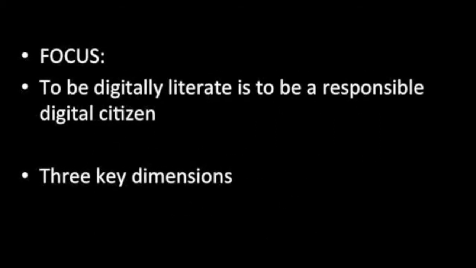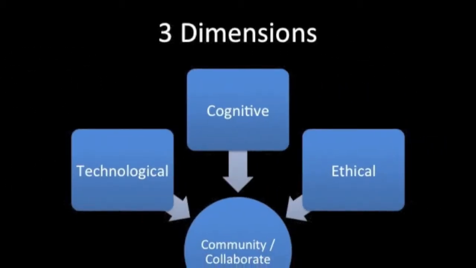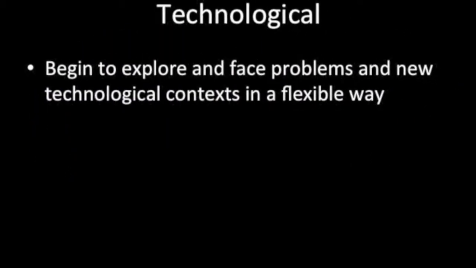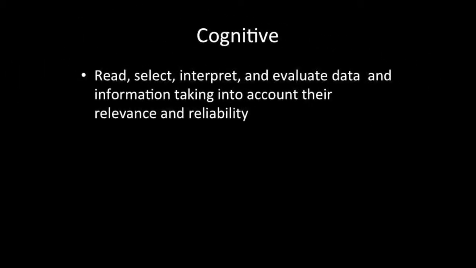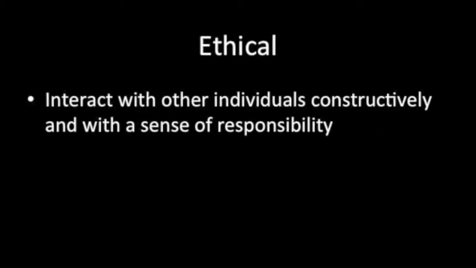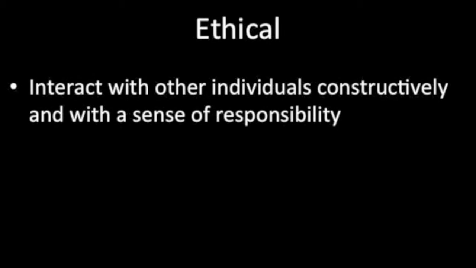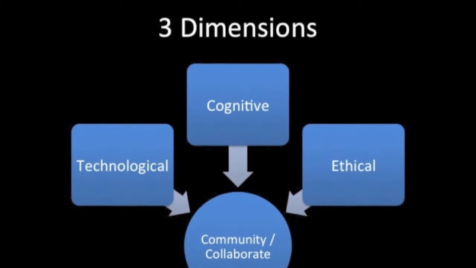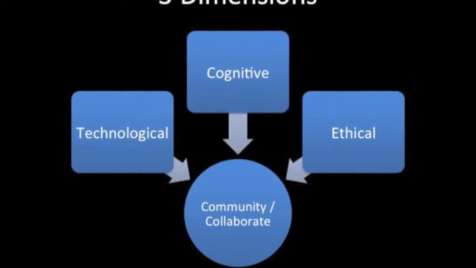A key focus across research is on the connection between digital literacy and digital citizenship. There are three key dimensions to this. The technological dimension asks students to begin to explore and face problems in new technological contexts in a flexible way. The cognitive dimension asks students to read, select, interpret, and evaluate data and information, taking into account their relevance and reliability. Finally, the ethical dimension calls on students to interact with other individuals constructively and with a sense of responsibility. All of this is meant to build a broader sense of community where they will understand the potential offered by new technologies that enable users to share information and collaboratively build new knowledge.